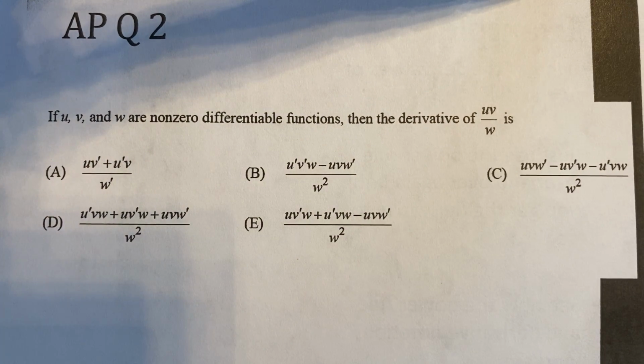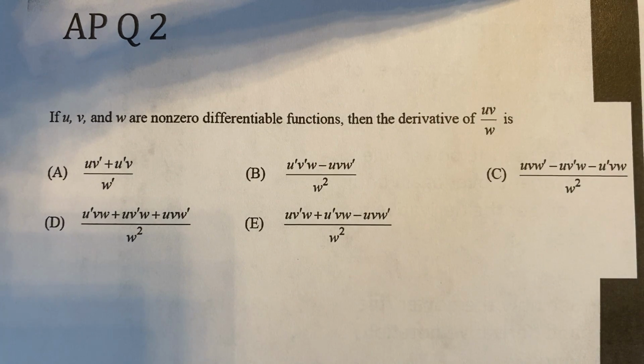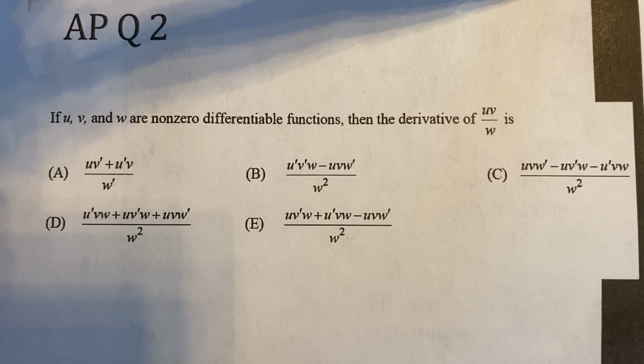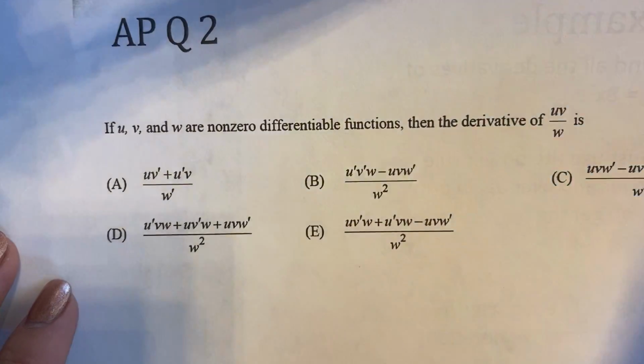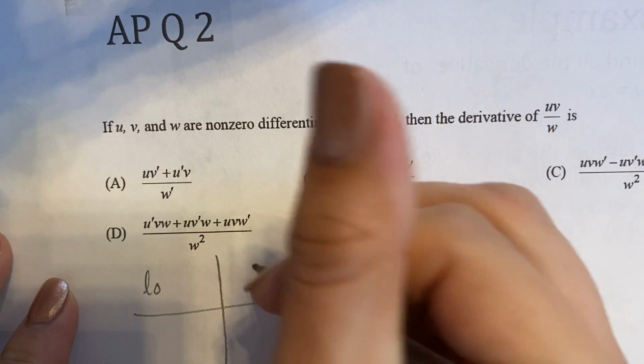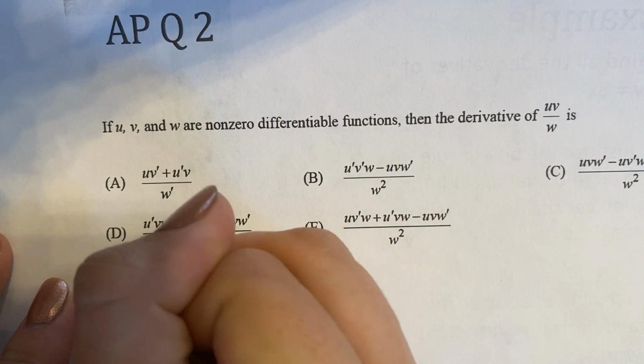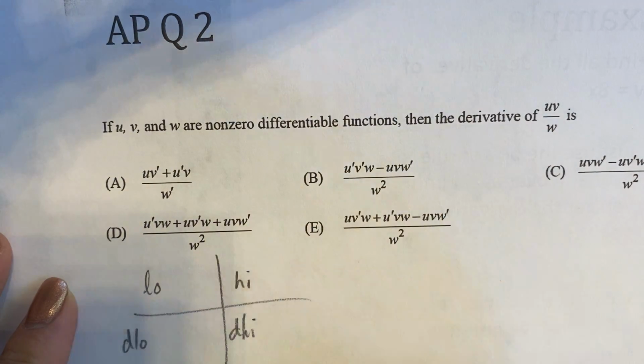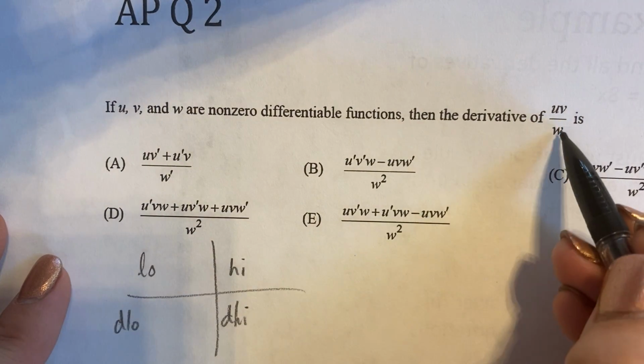Okay, so my question is, which rule do I use? The answer is I'm going to use both of them, both product and quotient. Now, which rule do I use first? Quotient, okay? So I'm going to set up my quotient rule. Low, high, D low, D high. So be setting it up on your own sheet. Low is w.